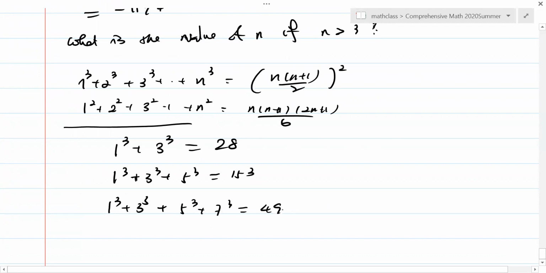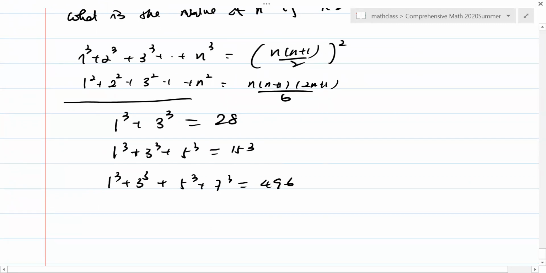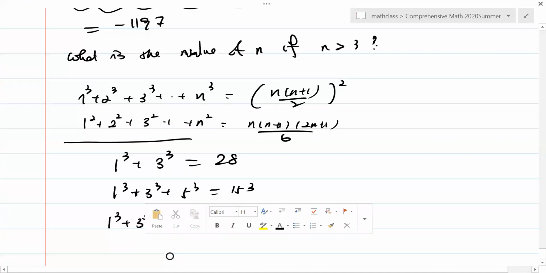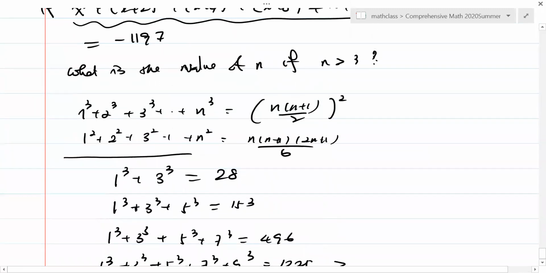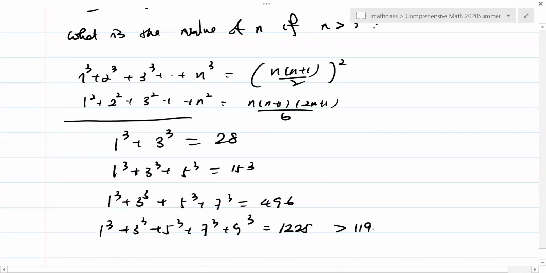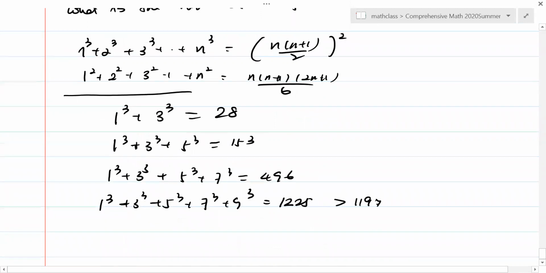I get 496. Then I continue, because I want to get 1,197. So I get 1,225. It's bigger than 1,197.